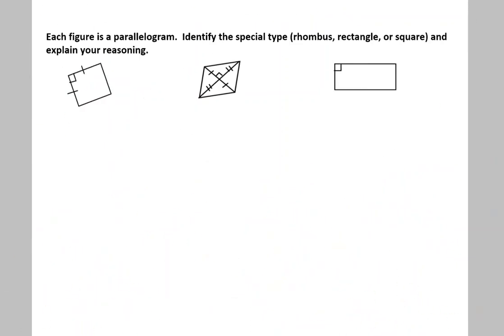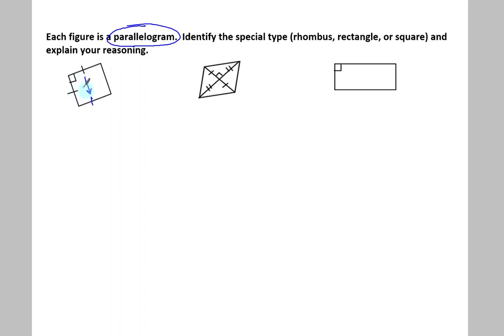Let's take a look at comparing all of the types of parallelograms. Each figure is a parallelogram. Identify the special type. Is it a rhombus, a rectangle, or a square? And explain your reasoning. Now it's important that we know that each figure is a parallelogram because we are given limited information in the picture. It looks like only two sides are congruent, but because it's a parallelogram, the opposite sides have to be congruent. So if that has a hash mark in it, the opposite side also does.